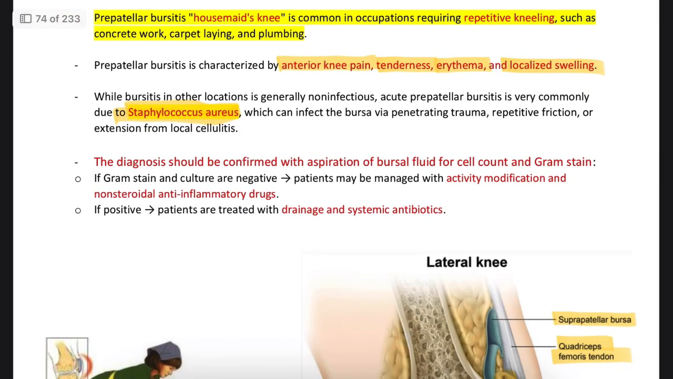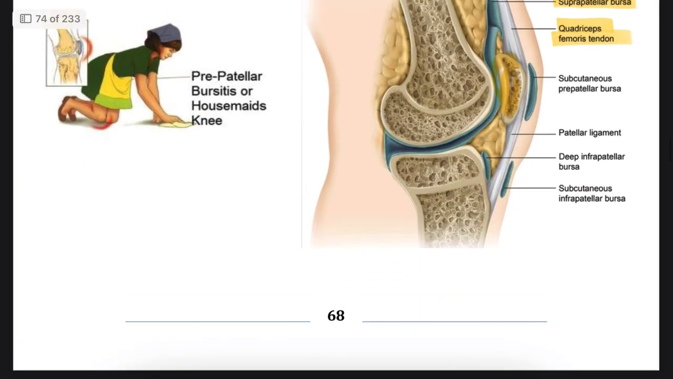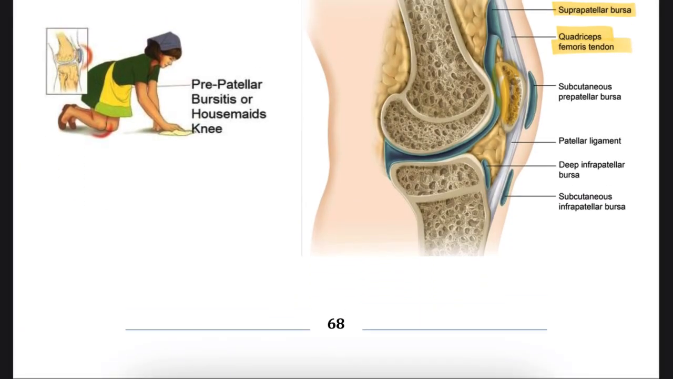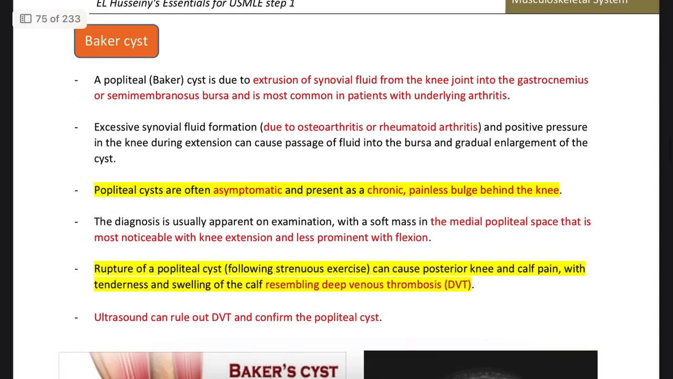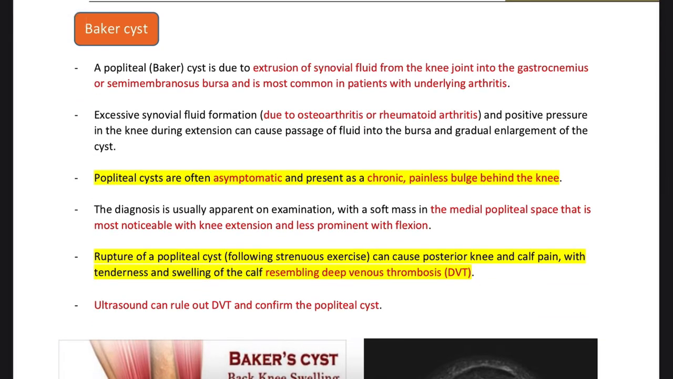If non-infectious, then we can start with PRICE treatment: protection, rest, ice application, compression and elevation. For pain we can give NSAIDs. If septic, we drain the fluid and use normal saline to clean. Then we have to use systemic antibiotics. So this is the treatment for pre-patellar bursitis.